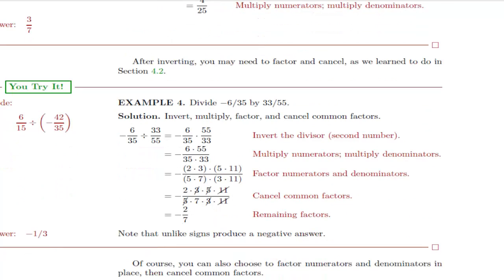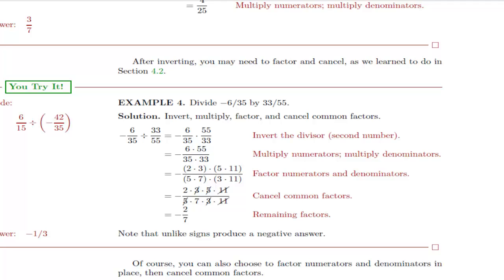Example 4. Divide negative 6 over 35 by 33 over 55. Solution. Invert, multiply, factor, and cancel common factors. Negative 6 over 35 divided by 33 over 55 equals negative 6 over 35 times 55 over 33. Multiplying the numerators, we get the product of 6 and 55 in the numerator, and in the denominator, the product of 35 and 33. Now we'll factor each number in the numerator to get 2 times 3 as the factors of 6 and 5 times 11 as the factors of 55.